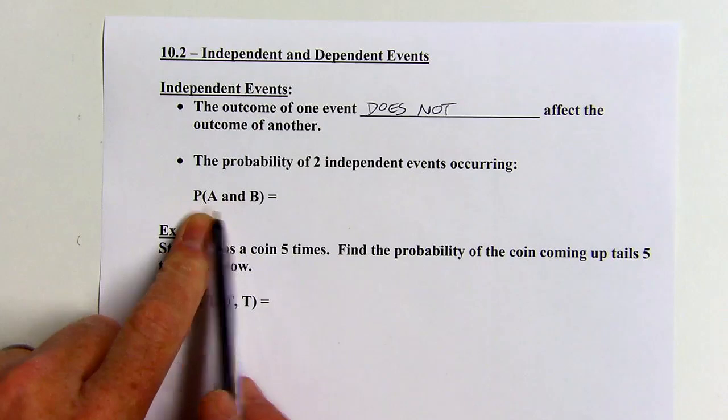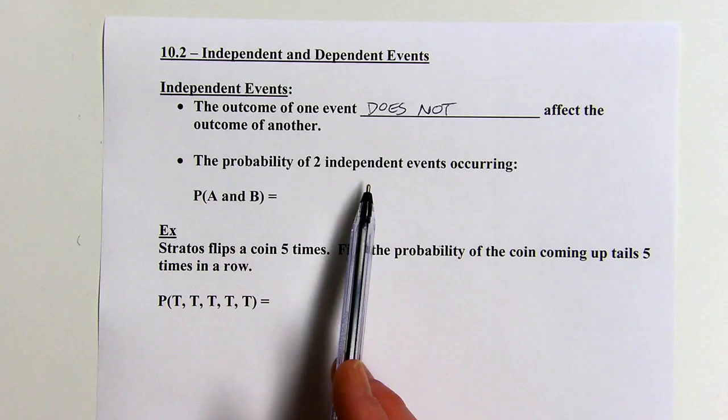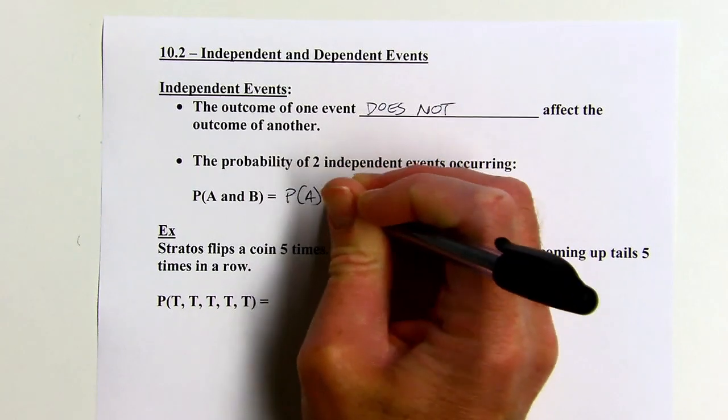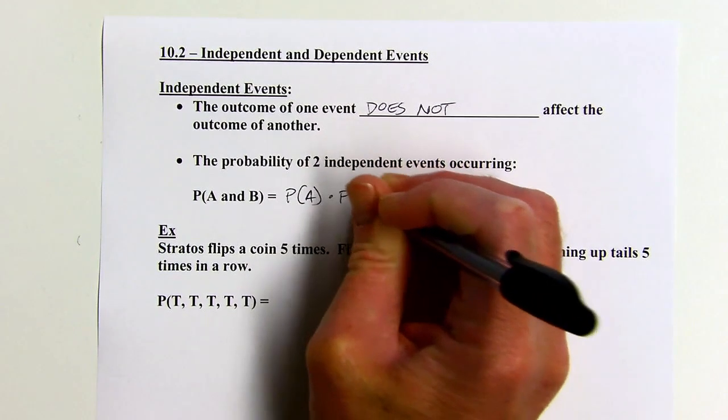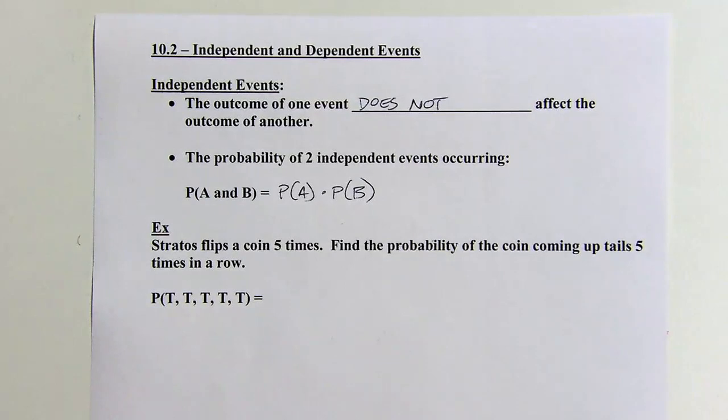Let's say we've got event A and event B, and we want the probability of these two independent events occurring. What we're going to do is take the probability of event A and multiply it by the probability of event B. Okay, so let's look at an example here.